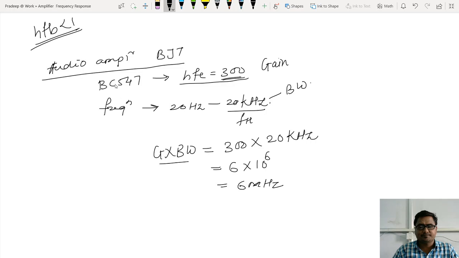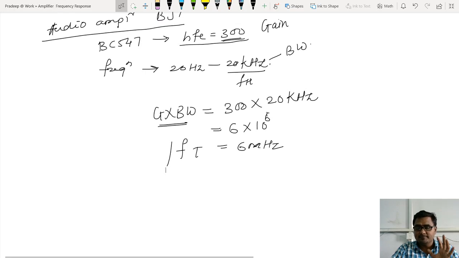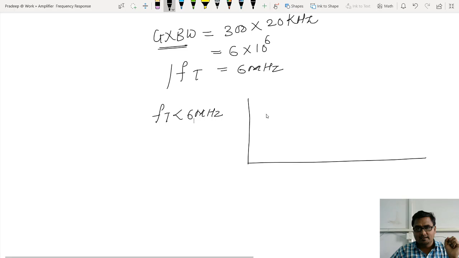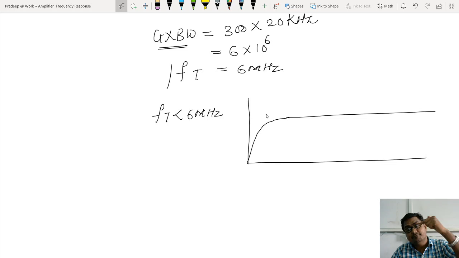Gain bandwidth product means I am talking about FT. So value of FT is now, if the transistor that you have selected which has HFE 300, that's what I'm talking about. If that transistor has F beta less than 6 megahertz, then what will happen? Then you will get a frequency response. Look at this, you will get a frequency response like frequency decreases at lower frequencies and you get a flat frequency response. Your gain will never fall at higher frequencies. This is what you will get practically.